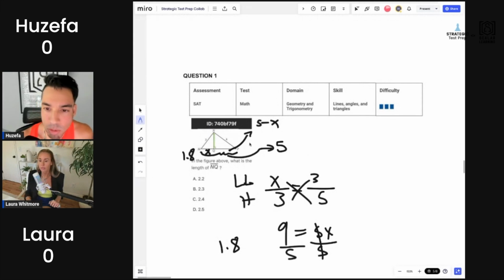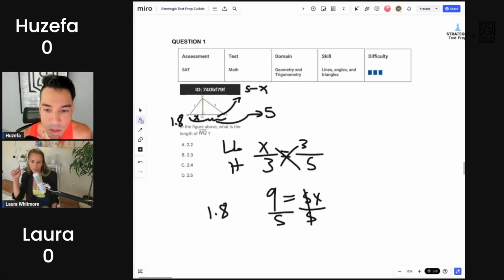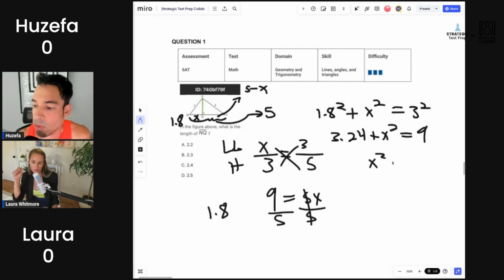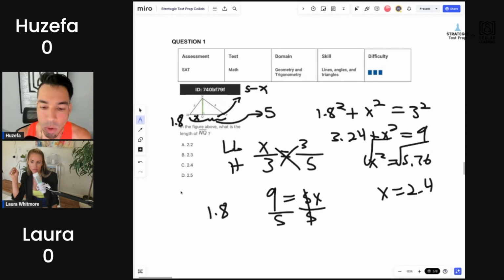Okay, so now we get to this point, we're going to use a little Pythagorean's theorem here. So we're going to say 1.8 squared plus what is my x squared? That's what we're solving for, is equal to 3 squared. All right, 18 squared was 324. So it's 3.24 plus x squared equals 9. We're going to minus 3.24, what is that, 5.76, right? And I know that because, you don't have to know this, you can use Desmos or a calculator, but I know 576, the square root of that is 24. So if I square root, we get 2.4. C for the win.